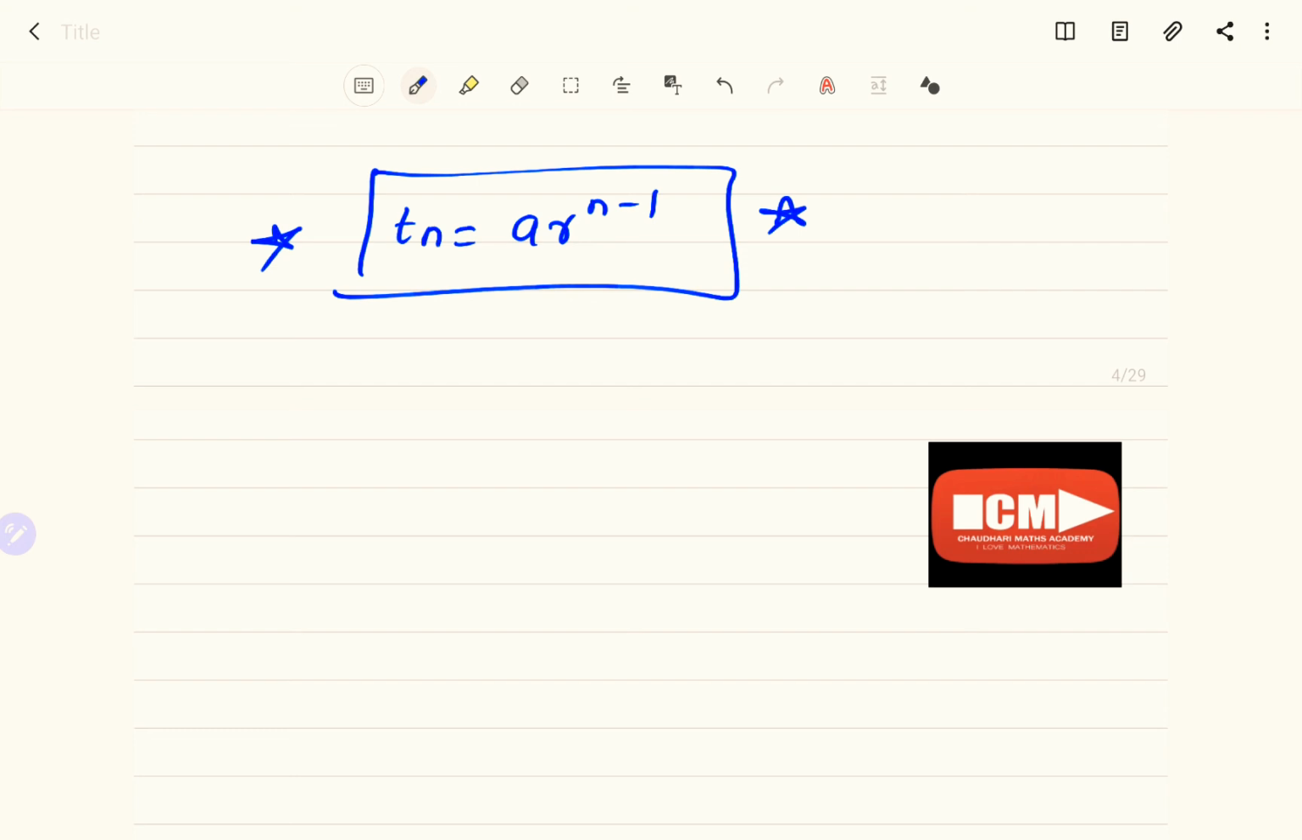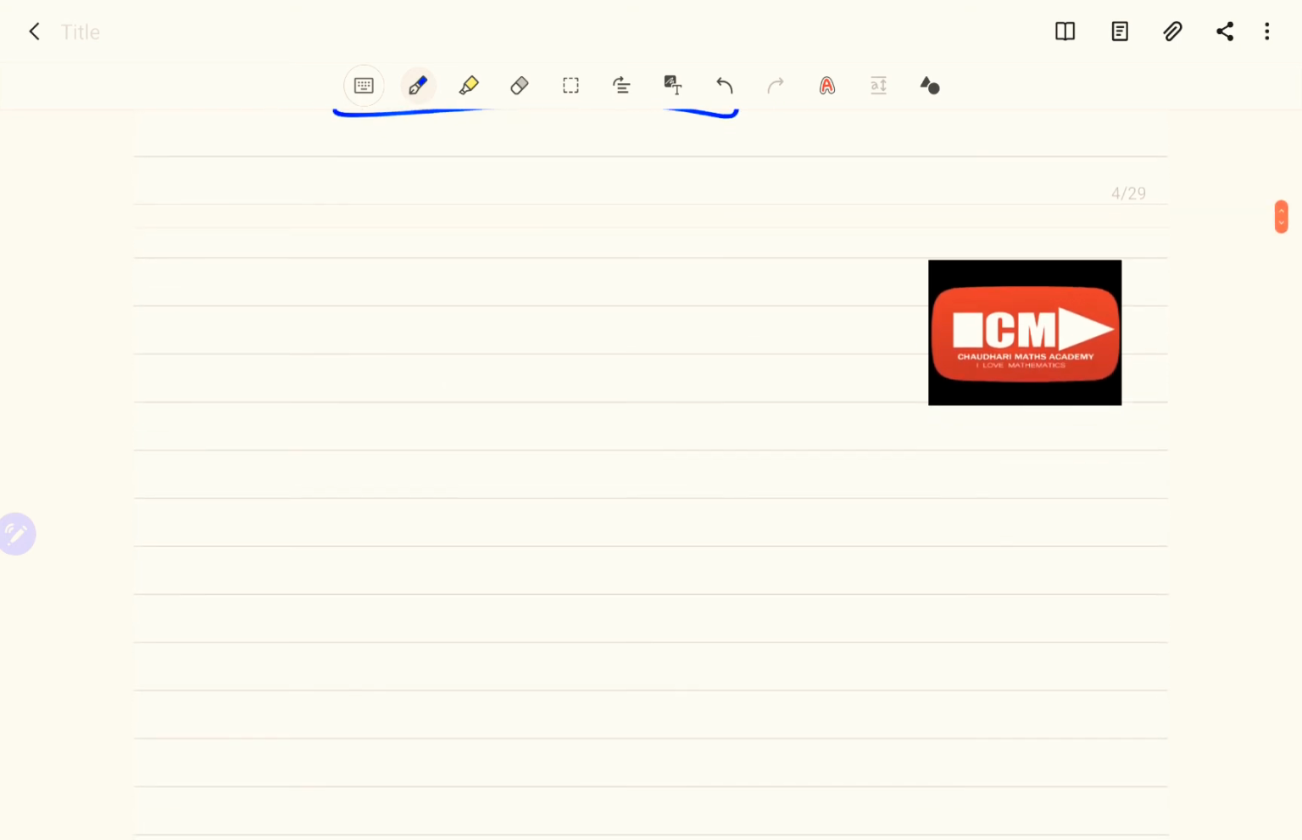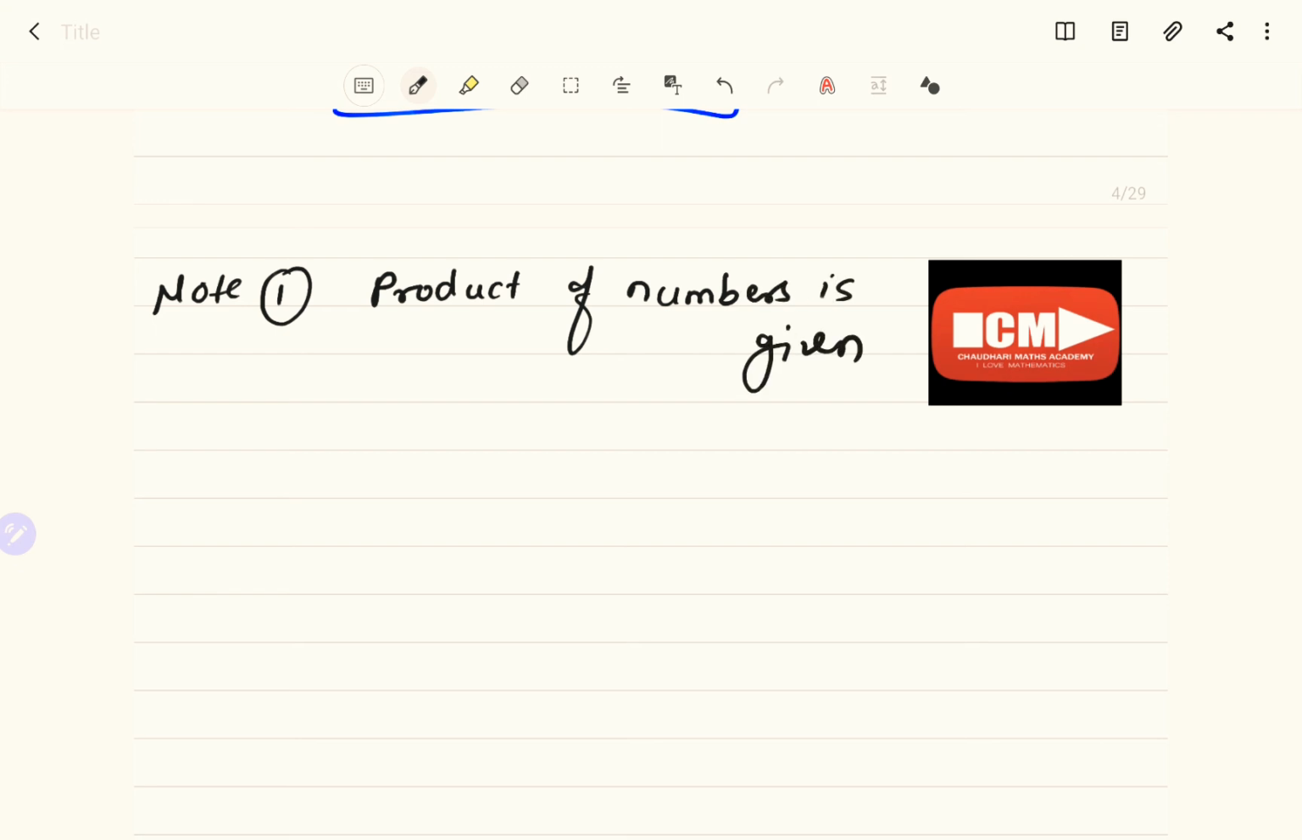Okay, then the next point you have to note down for problem solving purposes. If the product of numbers in GP is given, on the basis of this information, how to select numbers in GP? The question is how to select numbers in GP.